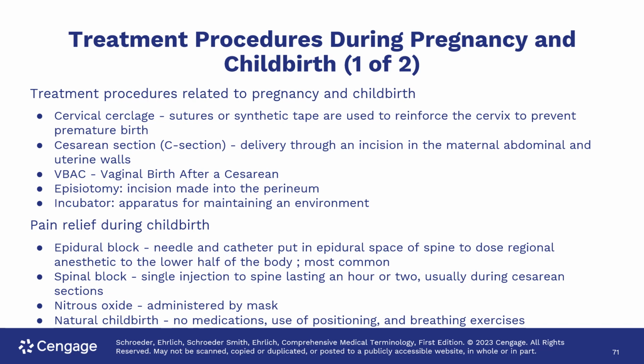During pregnancy, a cerclage can be performed in an incompetent cervix. Sutures are placed to reinforce the cervix. Cesarean sections are deliveries via incision in the abdominal and uterine walls. VBAC is a vaginal delivery after cesarean section. An episiotomy is an incision made into the perineum to prevent tearing during delivery. Pain relief can be with an epidural block or spinal block.